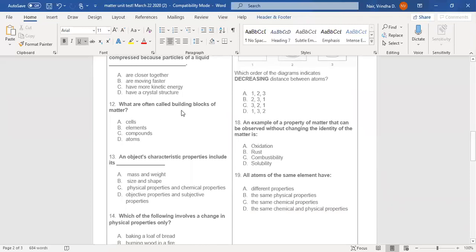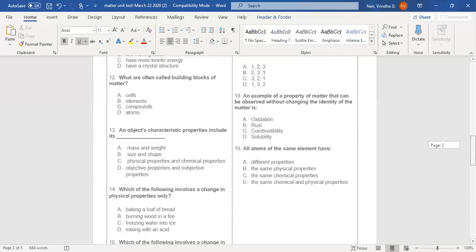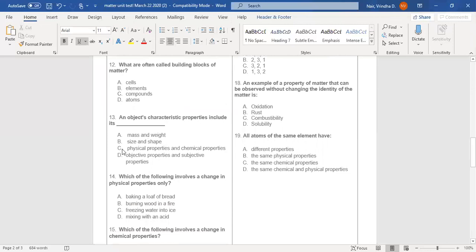What are often called building blocks of matter? Cells, elements, compounds, or atoms? An object's characteristic property includes mass and weight, size and shape, physical properties and chemical properties, objective properties and subjective properties. So which is the right answer here? Again, read through carefully. If we have not learned it, it's not supposed to be the answer.